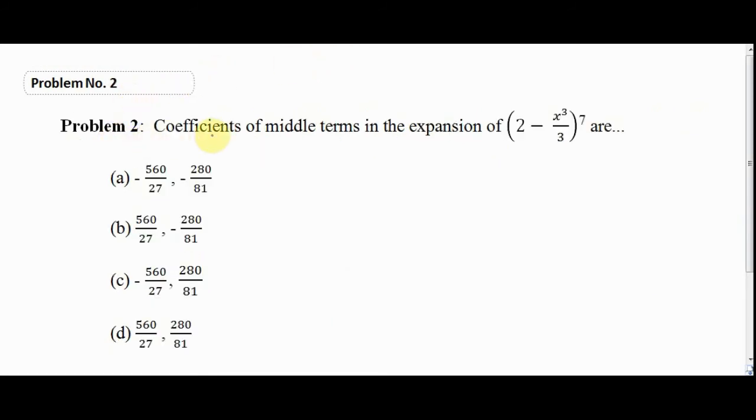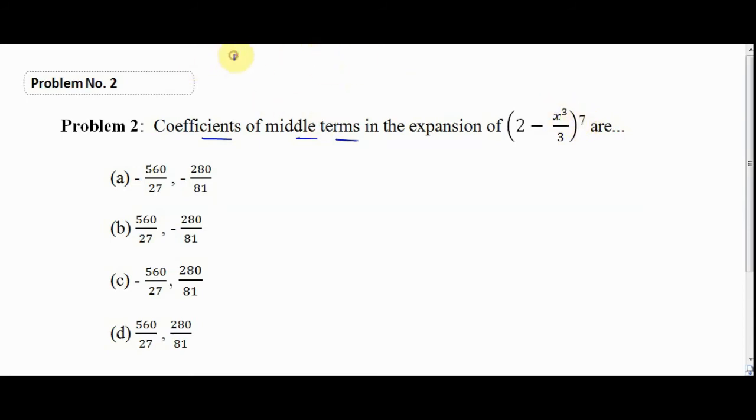Problem number 2. Coefficients of middle terms in the expansion of (2 minus x cube by 3) whole raised to 7. We are asked to calculate the coefficients of the middle terms in the expansion (2 minus x cube by 3) whole raised to 7. So here the value of n is 7, which is an odd number. Therefore we will have two middle terms.